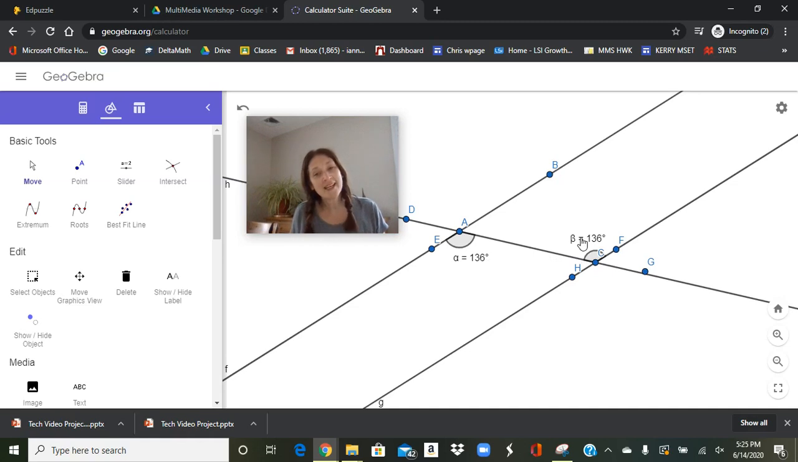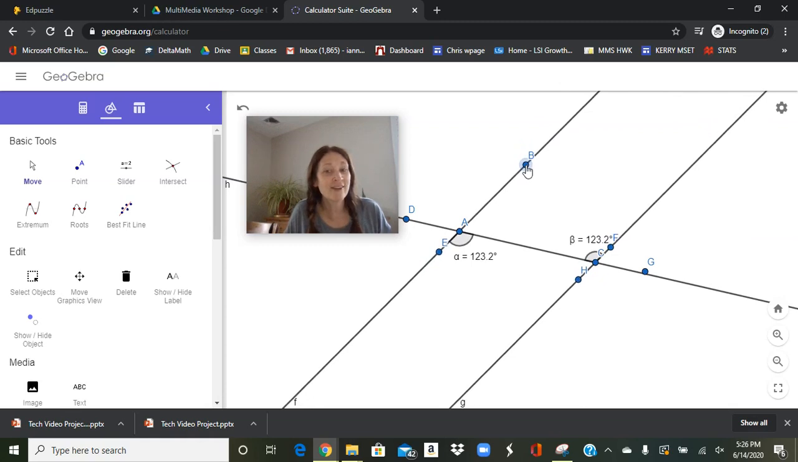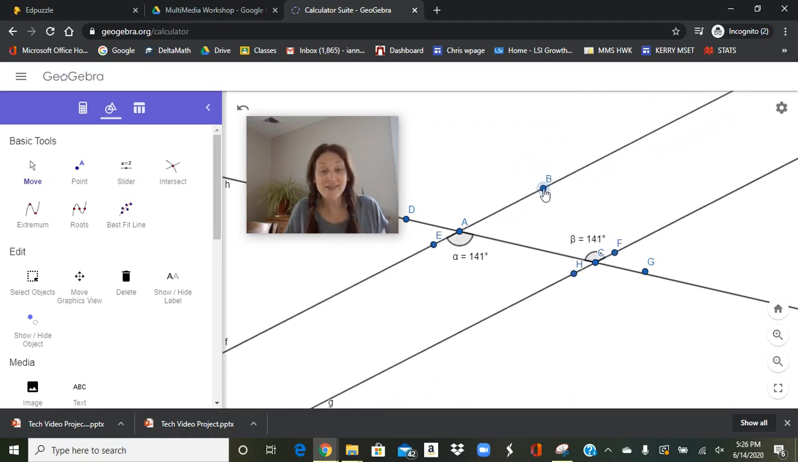I want them to make the connection that when we have alternate interior angles, they're always going to be the same if the lines are parallel. So again, they can go up to that point B and they can just drag it around, move it to different locations, and see that the angles are always going to be the same. It's great. They can do it with all of the angles.